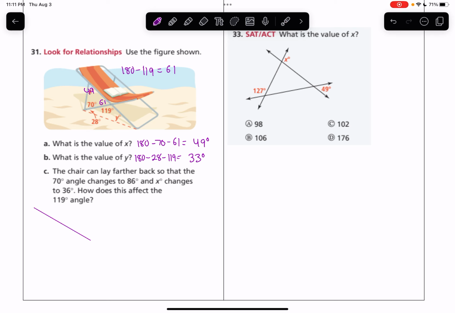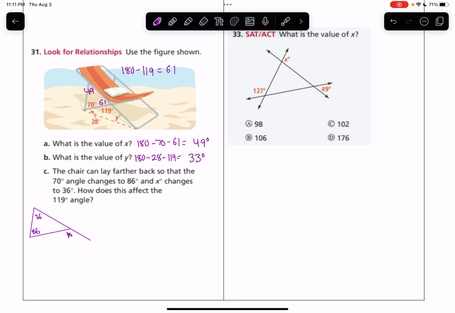let's see. This X is changing to, there we go. You'll see why I'm drawing it this way. X is changing to 36 degrees, and the 70-degree angle changes to 86 degrees. And we're looking at how this affects the 119-degree angle.